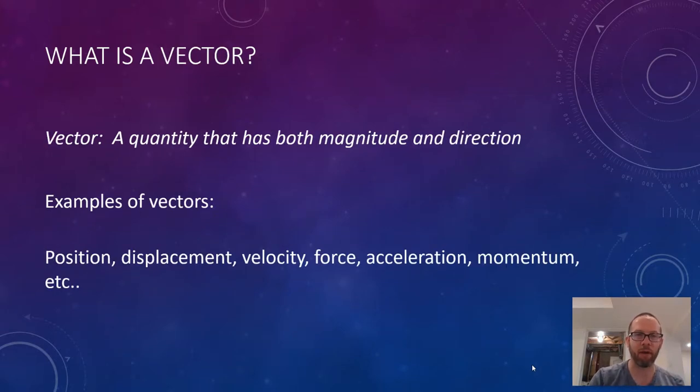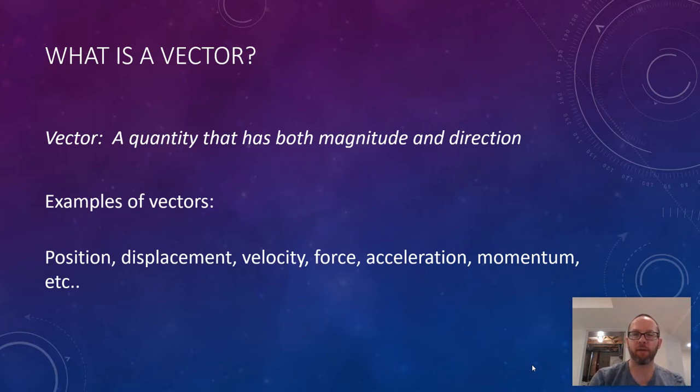Some examples of vectors, and a lot of these will be familiar from your physics courses. Position. If I'm describing something's position, it's not enough to say 5 meters away. Position indicates you need to describe very specifically where it is, because 5 meters can be anywhere around me. I would say 5 meters straight ahead of me, or 5 meters ahead and to the left, something like that. Displacement is a quantity that describes a change in position.